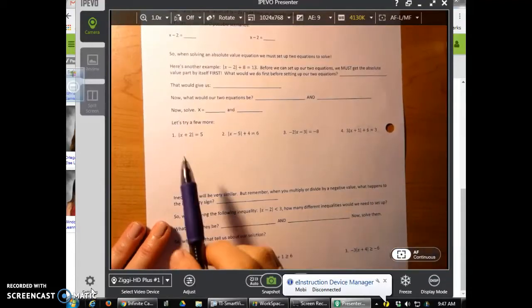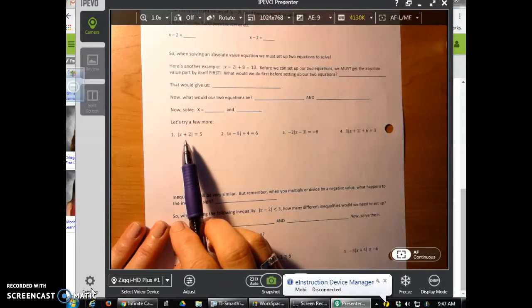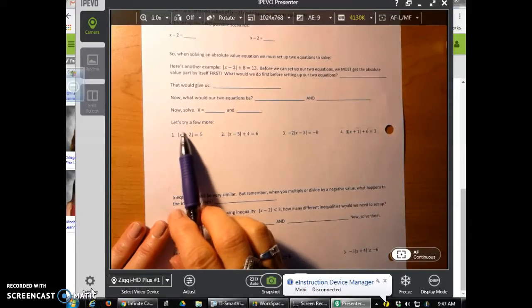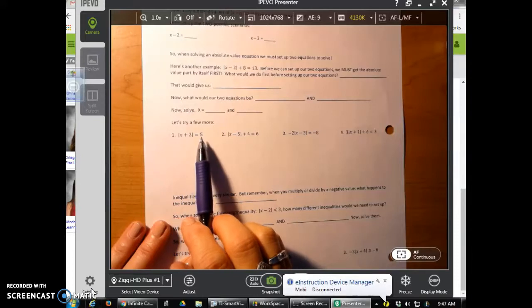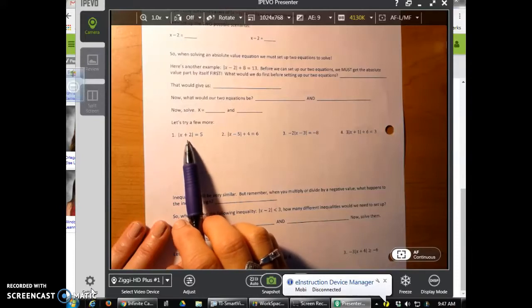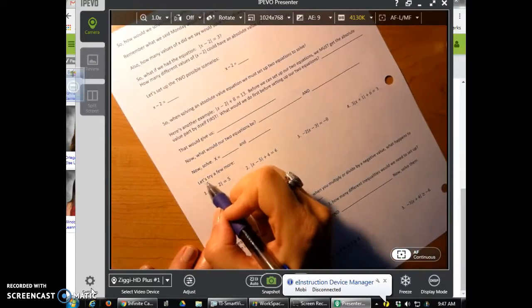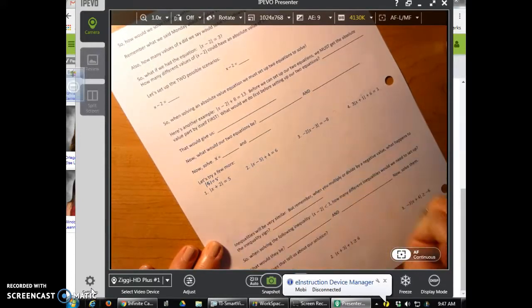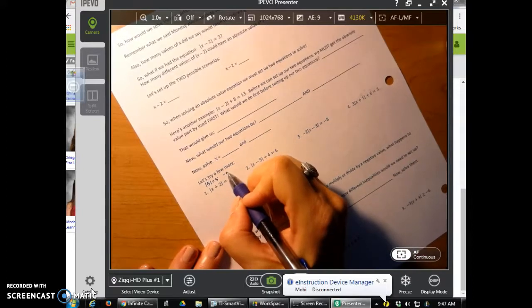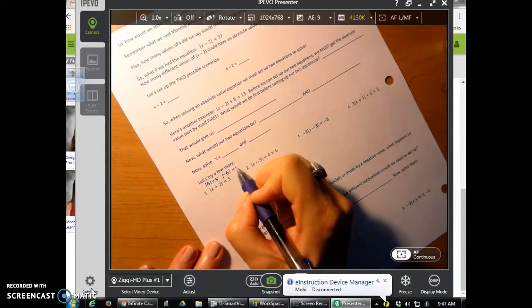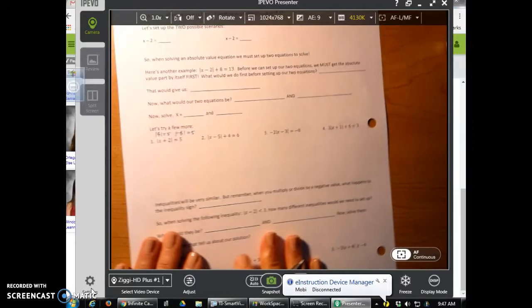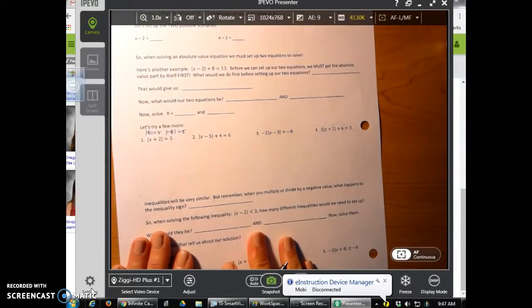So when we solve these, we need to remember that we can have two different values inside the absolute value symbol that would give us a 5. It could be a +5 or a -5. And the reason I say that is if I have a +5 in the absolute value, I get 5. If I have a -5 in the absolute value, I also get 5. So I'm going to have to set up two different equations for this.